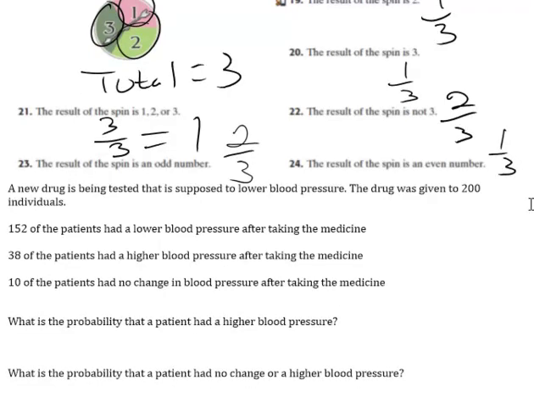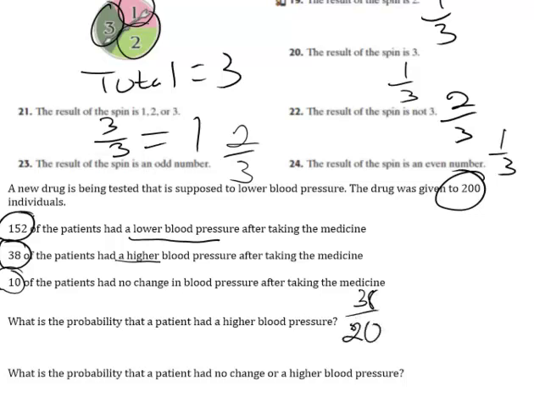Okay. So the next part here says a new drug is being tested that's supposed to lower blood pressure. The drug was given to 200 individuals. So I know that's my total number of outcomes, 200. It says 152 of those patients had a lower blood pressure. Well, that's what we want. 38 of them had a higher blood pressure. We don't want that. And 10 of them had no change. So the first question says, what's the probability that a patient had a higher blood pressure? Well, we had 38 out of 200, and I'm just going to reduce that fraction. I can divide them both by 2. That's 19 over 100.